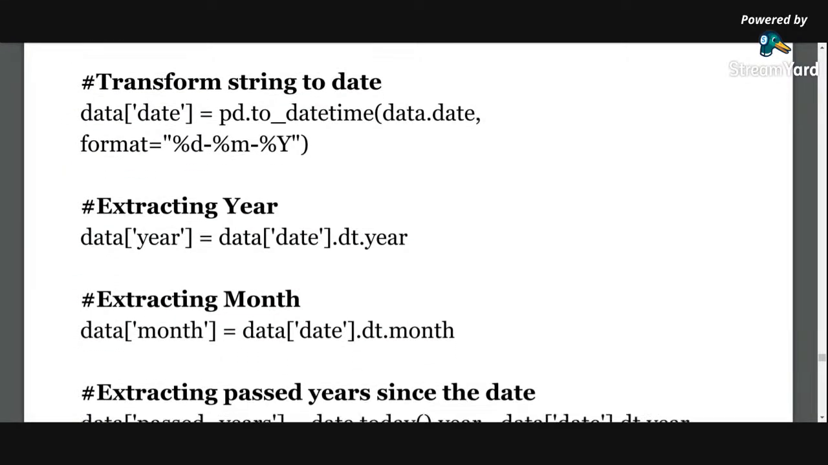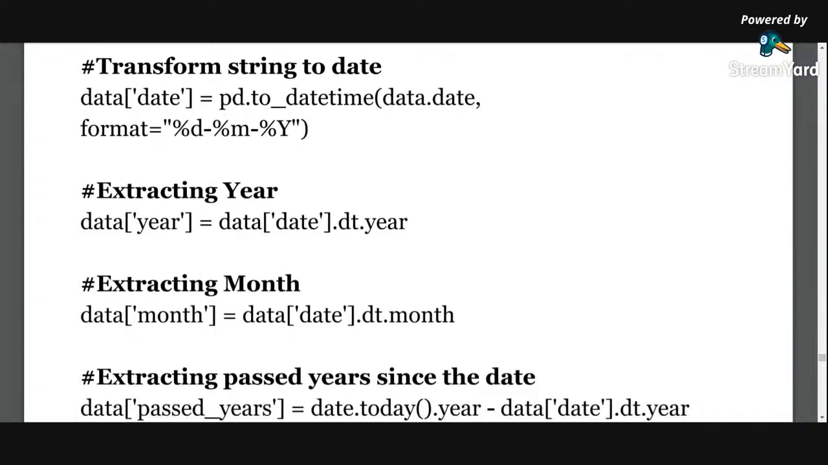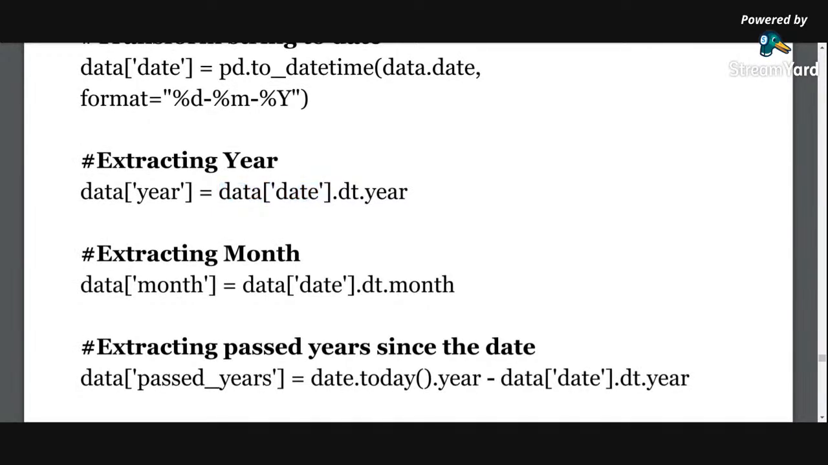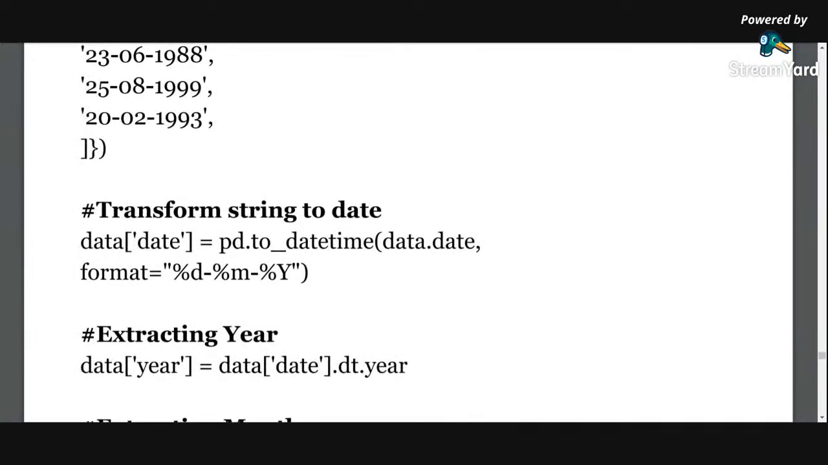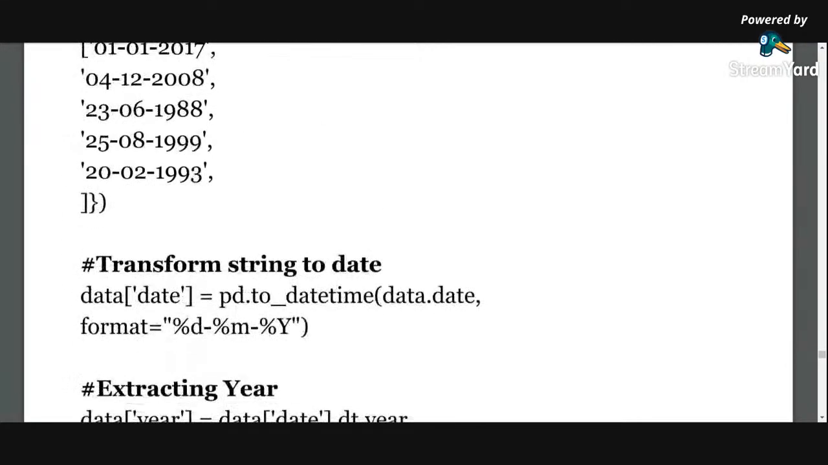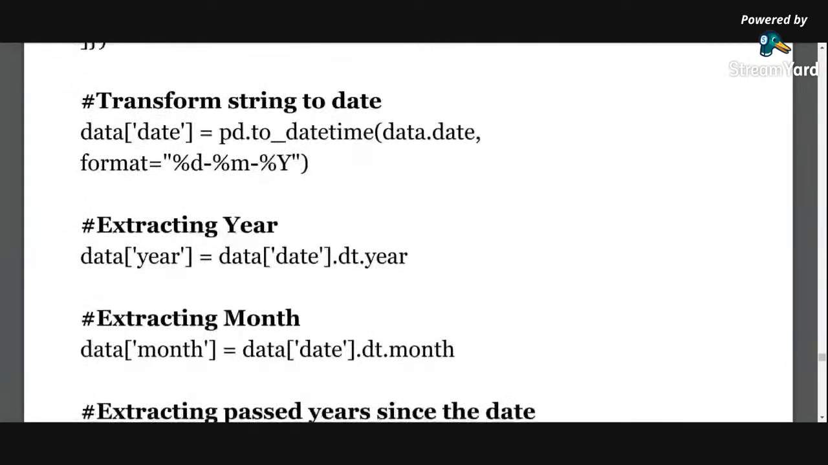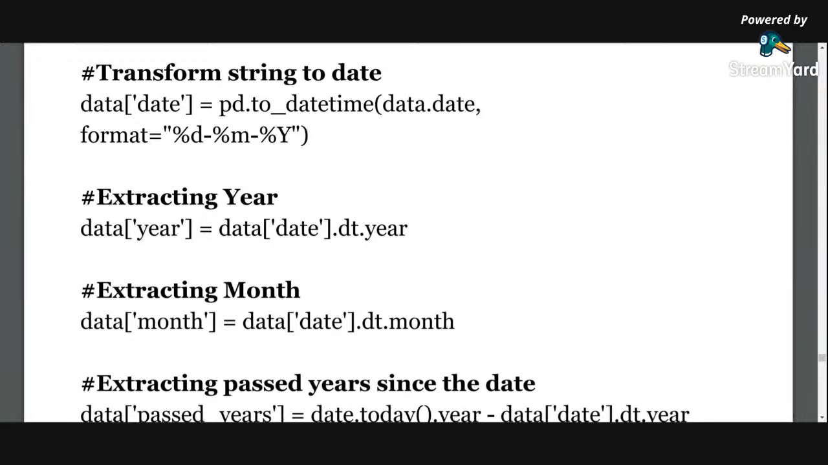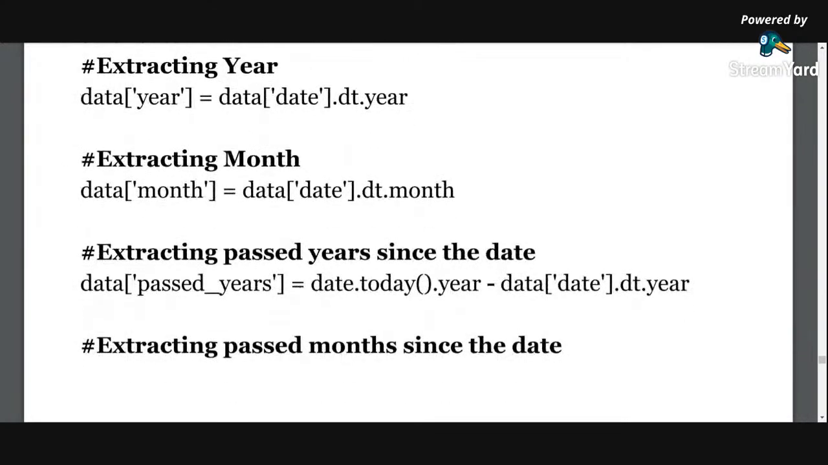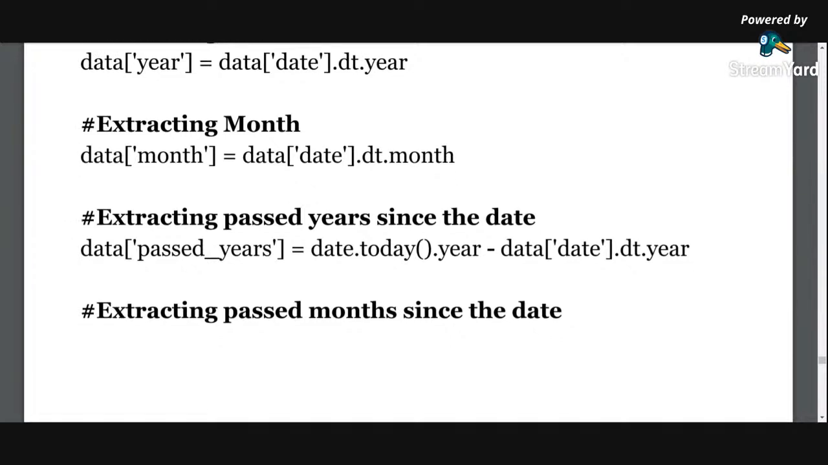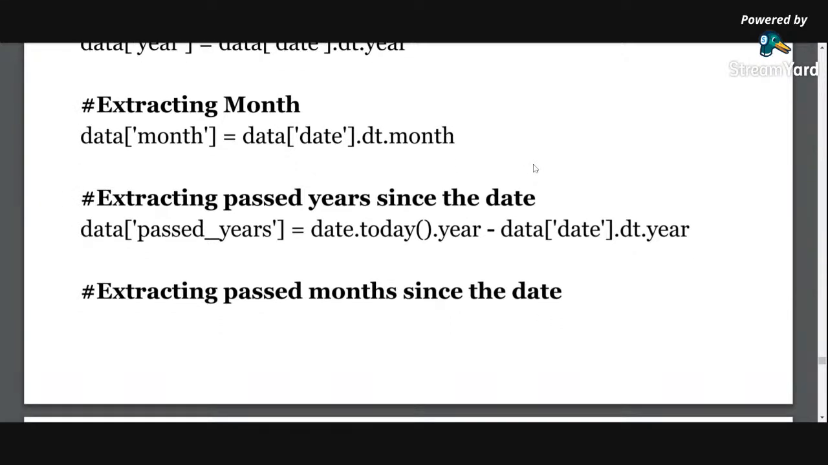And then let's say out of all this data, we just want to extract the year. So from data of date, that is from the date column, we can use dt. dt is nothing but the shortcut for date. So we use dt.year to access only the year. If you want to access only the month, you can use dt.month. And let's say you want to know how many years or months have passed since that date. If you do date.today, you'll get today's date. But we need only the number of years here, so again, we'll use the year attribute here.